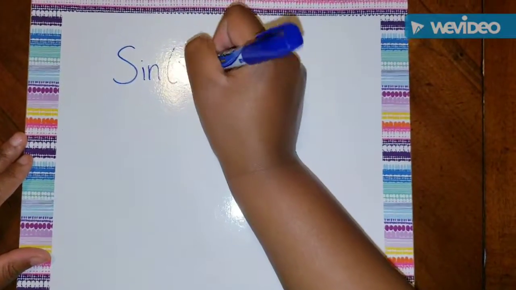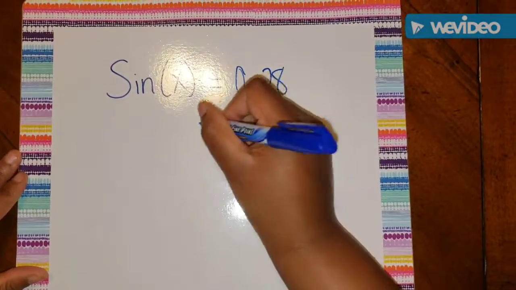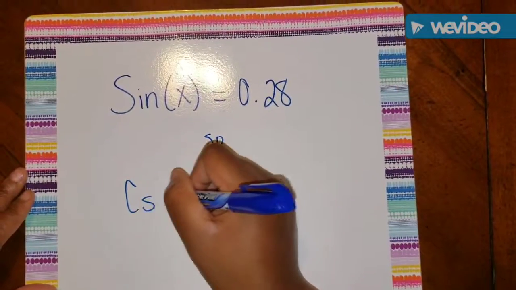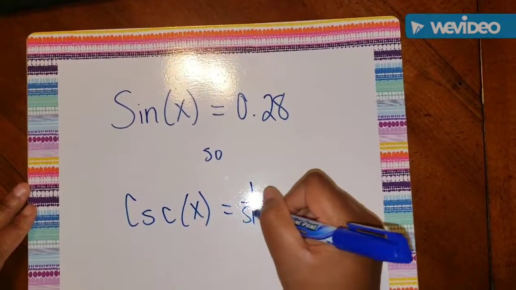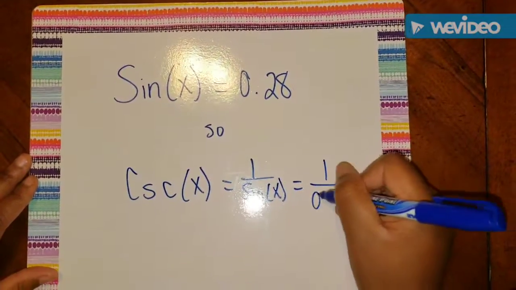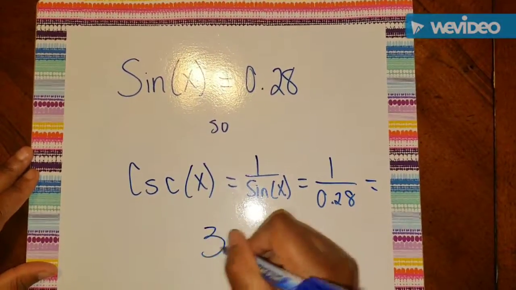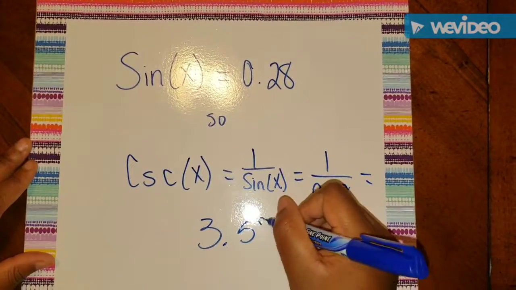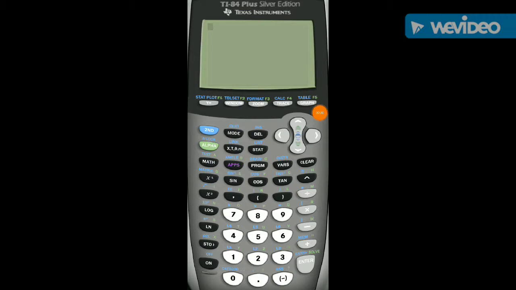So sine x is equal to 0.28. So let's plug this in to try to find the cosecant, which is 1 over sine x. So we do 1 over 0.28, and you get 3.57. Now we're just going to plug that into the calc to just double check everything.